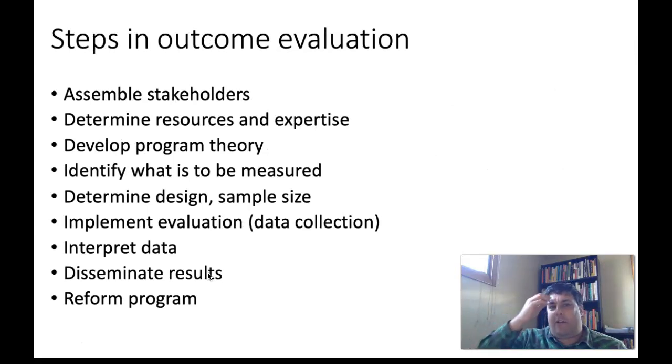So the steps in an outcome evaluation, we're not going to talk about all of these. We'll at least talk about them briefly, but we'll spend a few minutes more on some of them. But assemble stakeholders, determine resources, scope, expertise, develop a theory of the program, identify what's to be measured, establish your methods, which is what I mean when I say determine your sample size, your research design, that kind of thing. Then you actually go out and collect the data. After that, you're interpreting the data, disseminating the results, and then using those results to improve the program. So I'm calling it here reforming the program, but quite honestly, you could call it whatever you want. Evolving the program, improving the program, using findings to make the program better, that kind of thing. But it's a circular process, right?